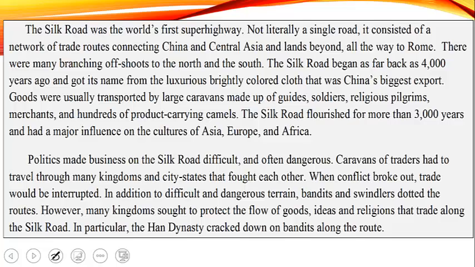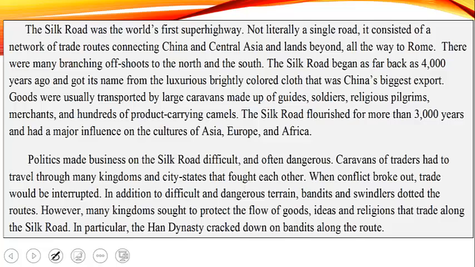Politics made business on the Silk Road difficult and often dangerous. Caravans of traders had to travel through many kingdoms and city-states that fought each other. When conflict broke out, trade would be interrupted. In addition to difficult and dangerous terrain, bandits and swindlers dotted the routes.